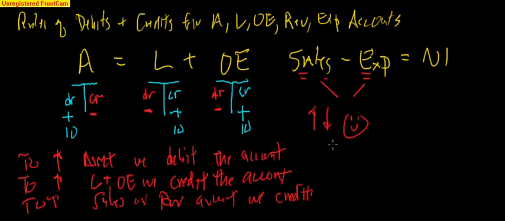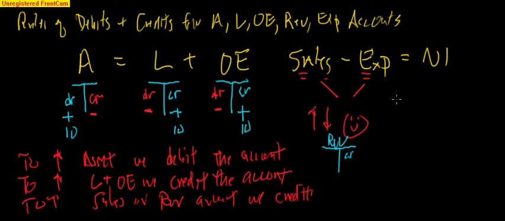A revenue T account looks like this. It has a credit balance. Why? Because we know it increases owner's equity. Revenue account increases owner's equity, so it has the same kind of behavioral dynamic as owner's equity. And what do we know about owner's equity? To increase owner's equity, we credit it. So to increase sales, we credit sales.